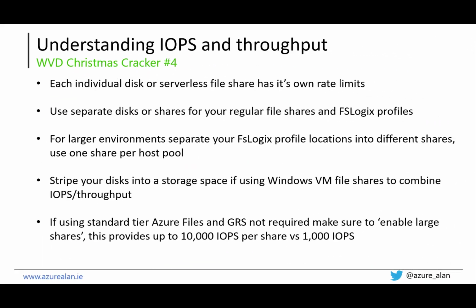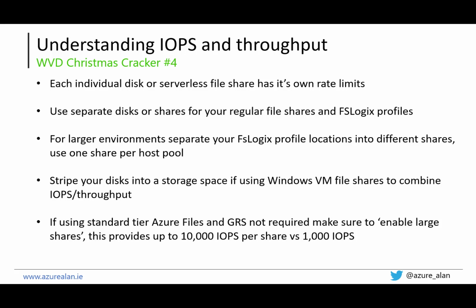Number 4 is just a bit more detail on understanding what IOPS and throughput actually mean to your setup. Each individual disk or serverless file share has its own rate limits, as in its own dedicated amount of IOPS and throughput. So if you're using either virtual machine disks for your file shares or your FSLogix profiles, or if you're using a serverless technology such as Azure Files, it's important to know the limitations of these file shares.